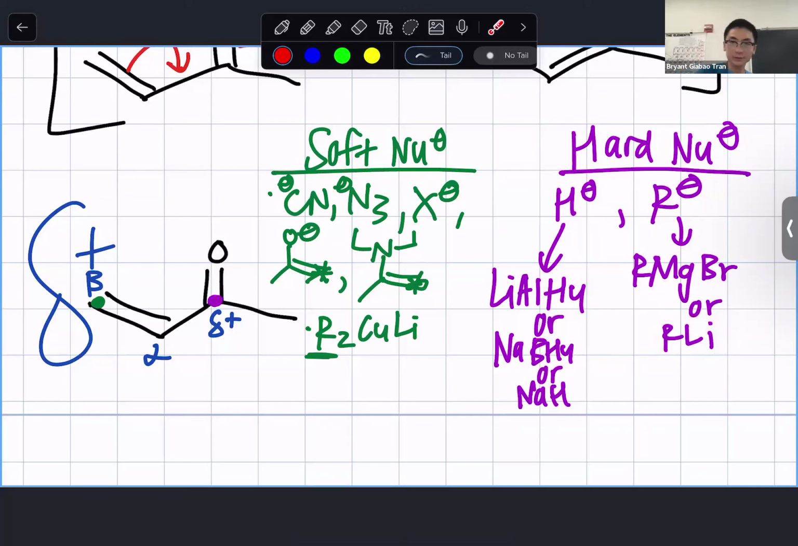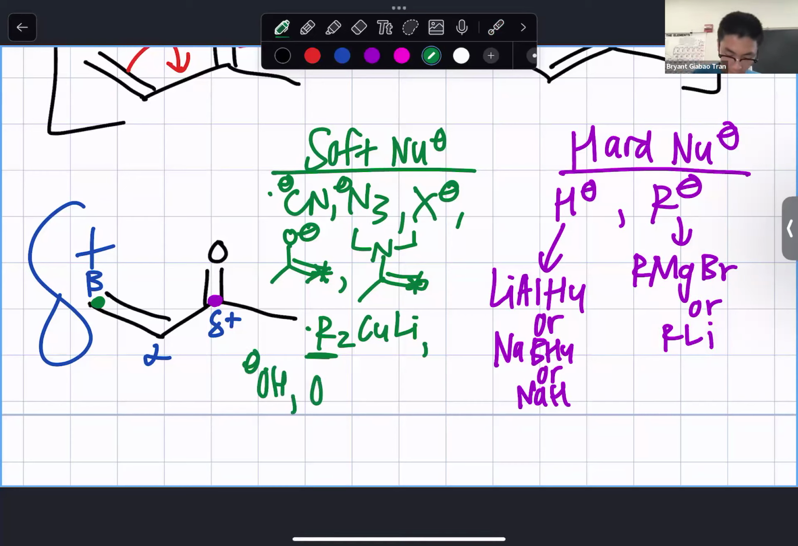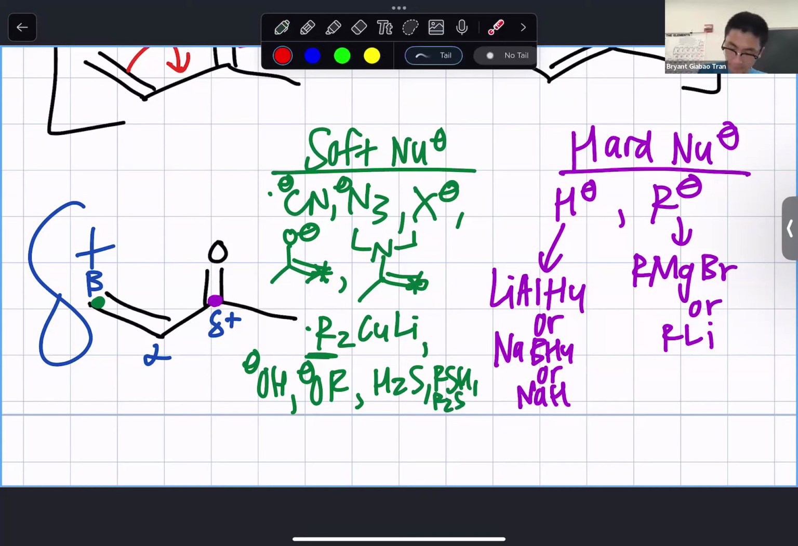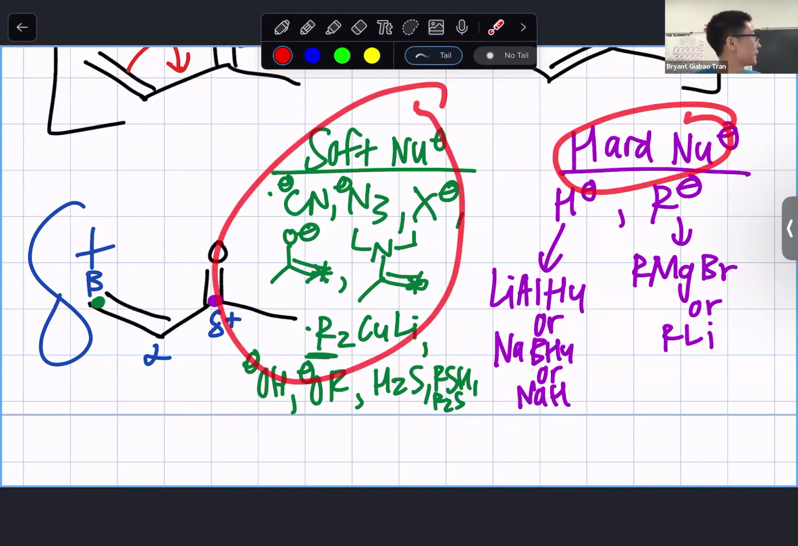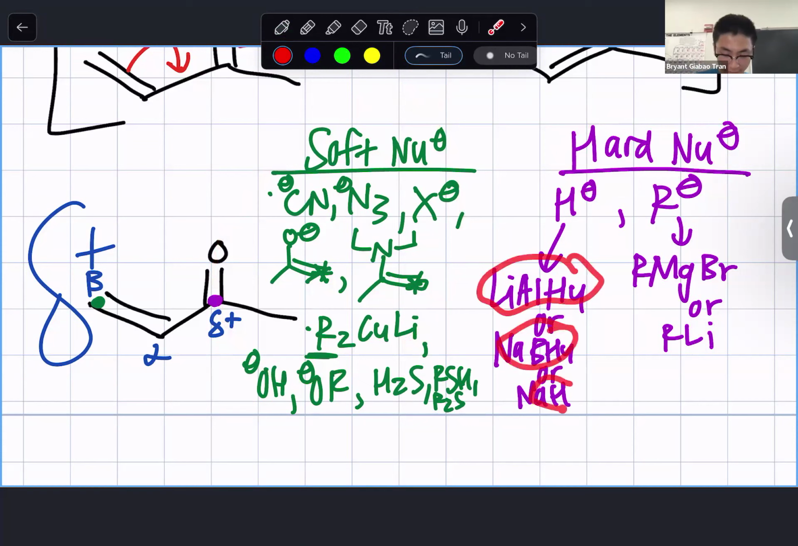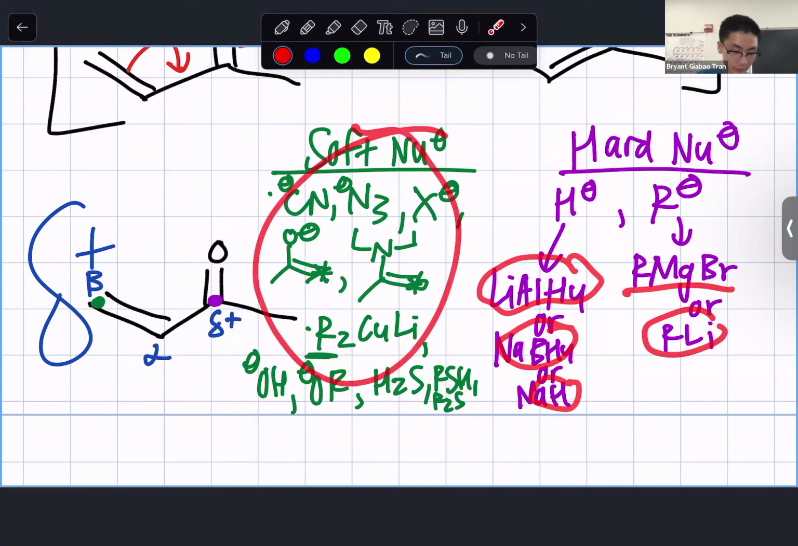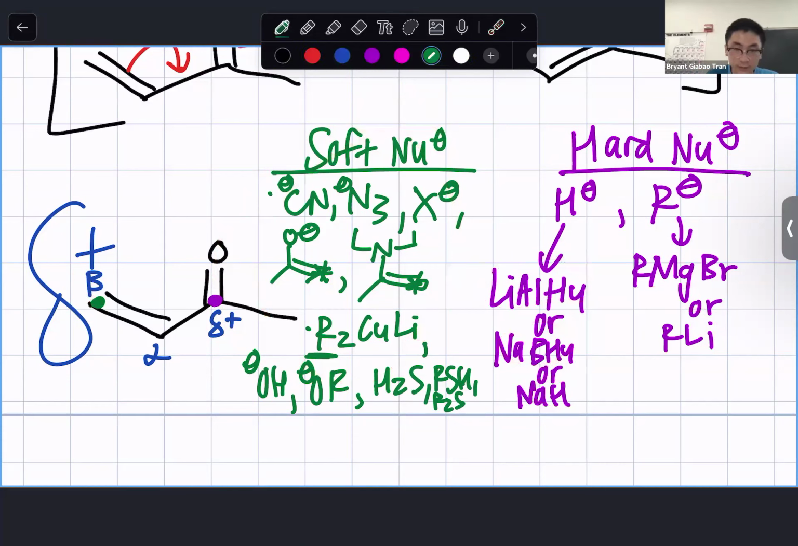Other soft nucleophiles that you might see are hydroxide, OH minus ion, alkoxide, OR minus ion, maybe some H2S or RSH, like sulfur reagents, or R2S. The easy thing to remember is the hard nucleophile. Everything else, think of as a soft nucleophile. The hard nucleophile is either a reducing agent, LiAlH4, NaBH4, or NaH, or the Grignard reagent or organolithium. Everything else is a soft nucleophile that attacks the beta carbon.